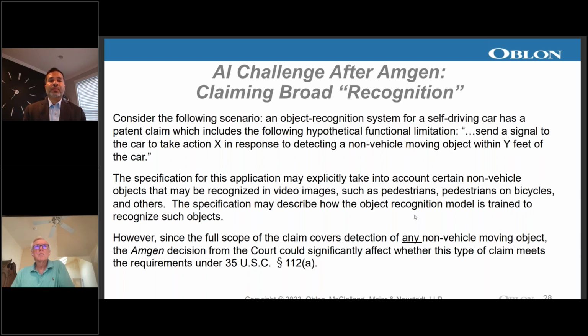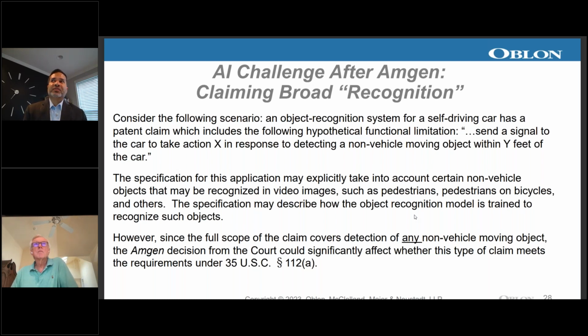So in this hypothetical example, suppose you have a claim that says send a signal to a car to take action X in response to detecting a non-vehicle moving object within Y feet of the car. It's probably a broad claim that a patentee would love to have because they're trying to broadly claim taking an action in response to detecting anything non-vehicle in the roadway.